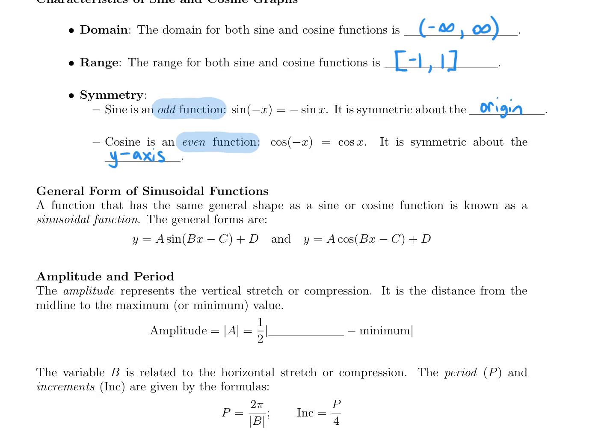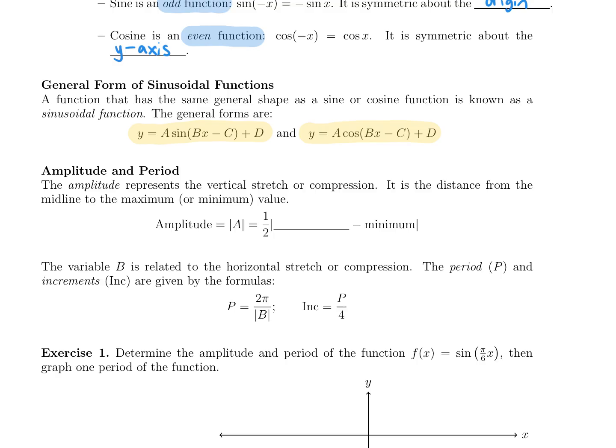So the general form of any sine or cosine function, which you can call sinusoidal functions, but I just prefer to call them sine and cosine functions personally, is going to have a general form that looks like this. The A, B, C, and D values are going to affect the graph in some way, which you will see. So let's continue.